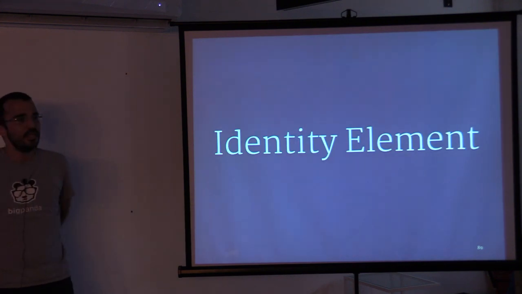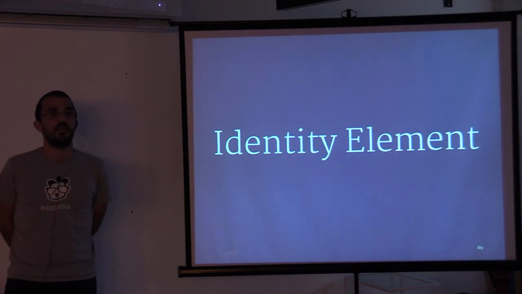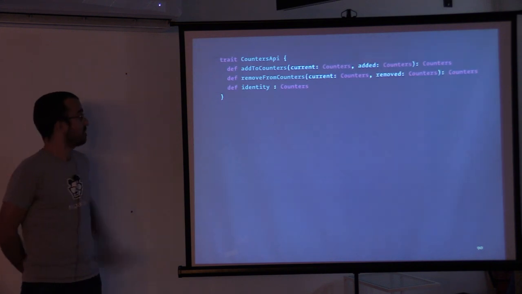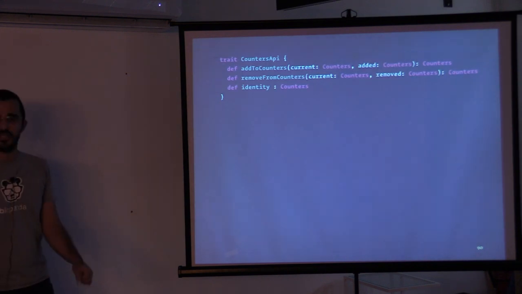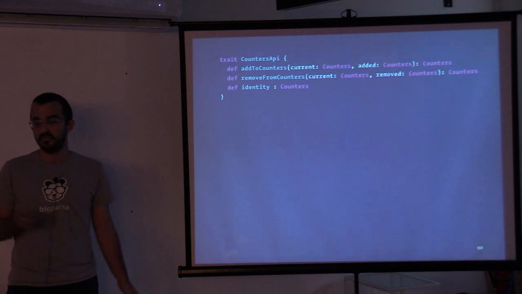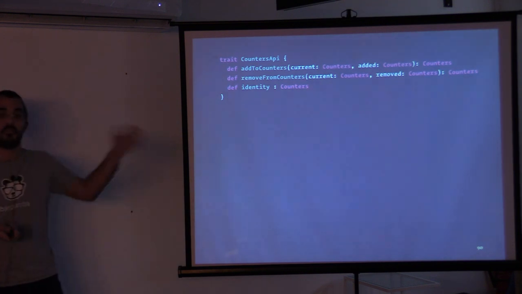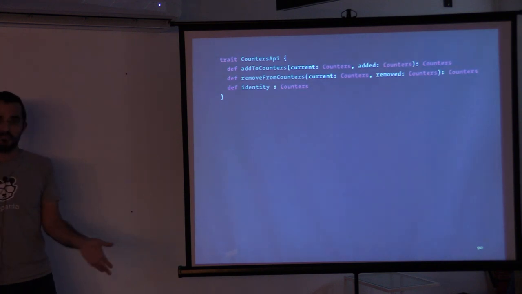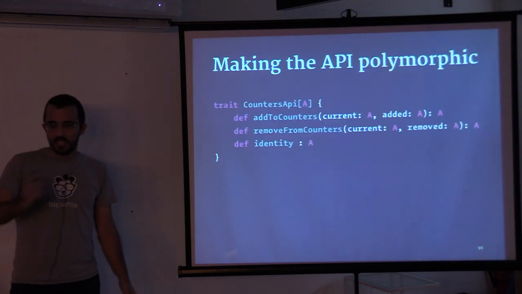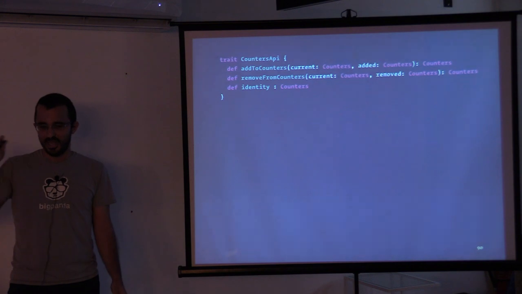Let's talk about the identity element, right? I need to add it somehow. So I'm just writing def identity, return the value of counters. I'm thinking I'm going to return an empty counters here, an empty map. I think this makes sense. The last function that we need, sorry about that.